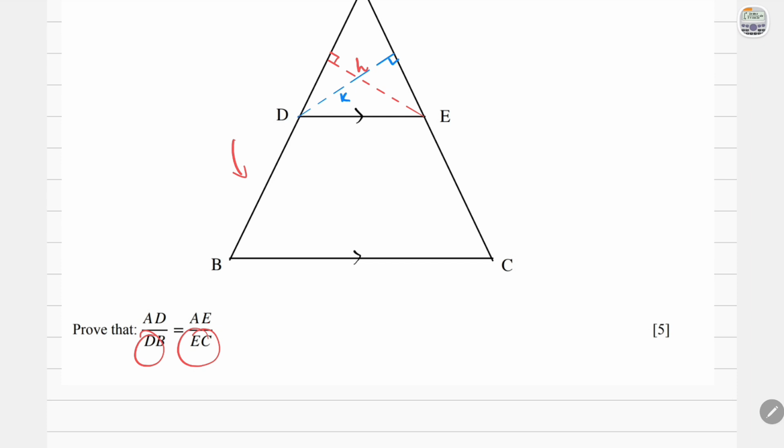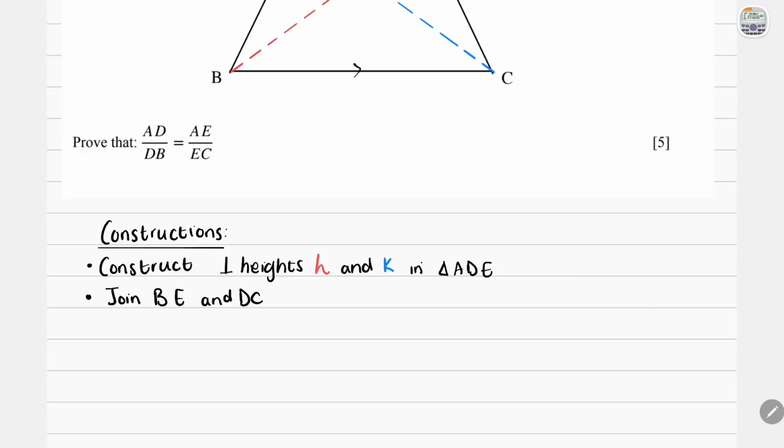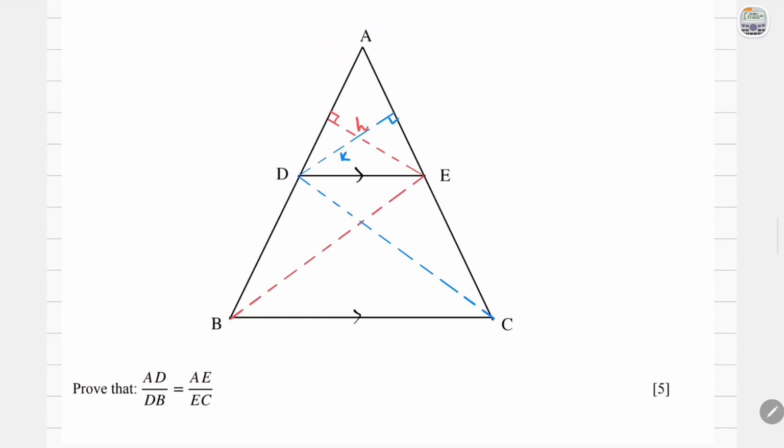If DB is the base of a triangle, you can see that we don't have a triangle there, so we're going to form one. We can form a triangle using DB as the base by joining E and B, giving us triangle BDE. Then we do the same thing on this side to make EC a base, forming a triangle by joining D and C together. Lastly, make sure to write down any constructions that you have made. There we go, and now to prove this theorem.